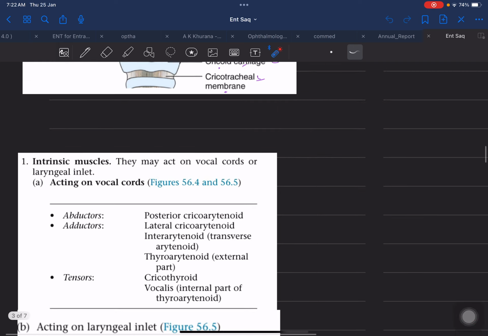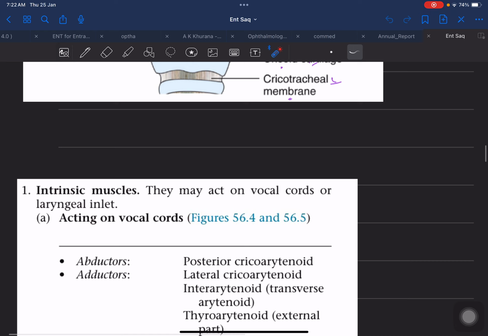Before getting into this question, what is an intrinsic muscle and what is an extrinsic muscle? Intrinsic muscles are those which act within the larynx between the cartilages, I mean, which attach laryngeal cartilages to one another. Extrinsic muscles are muscles which attach the larynx to the surrounding structures of the larynx.